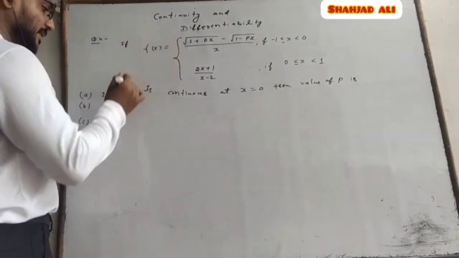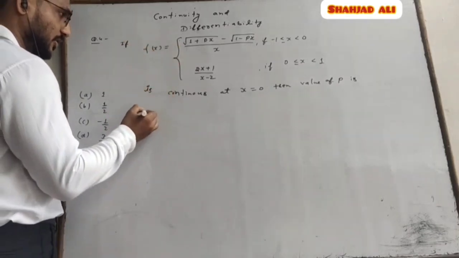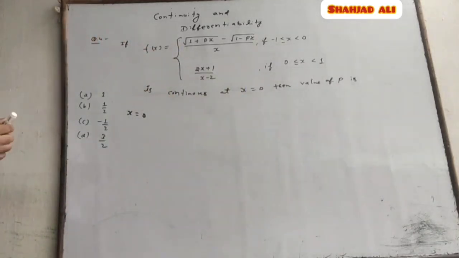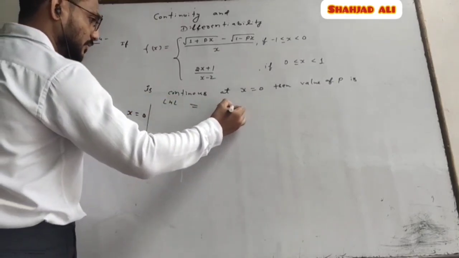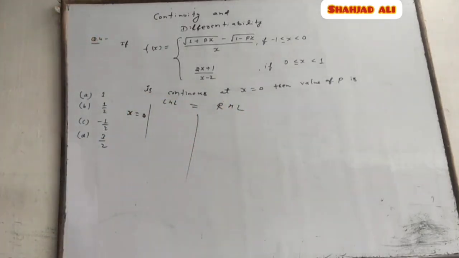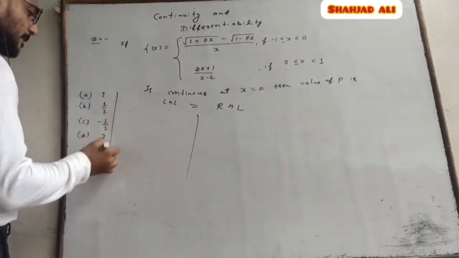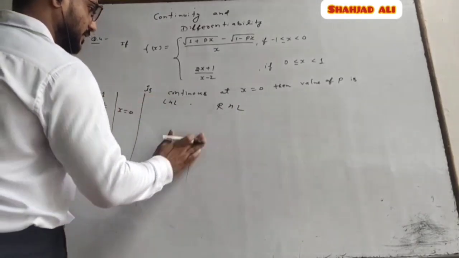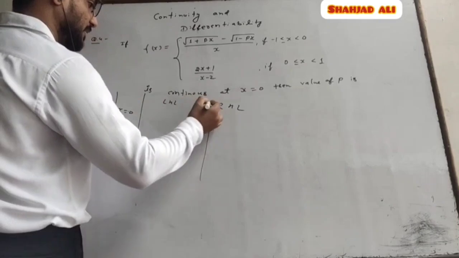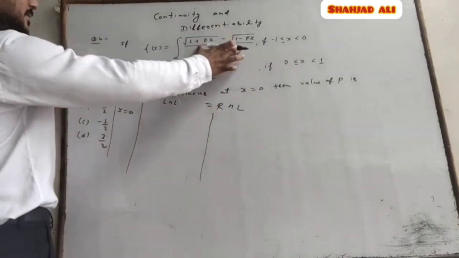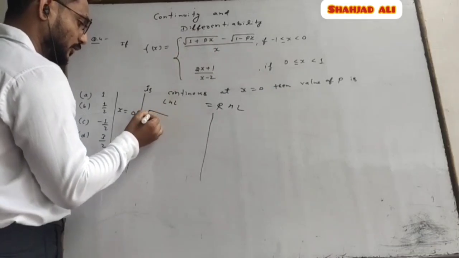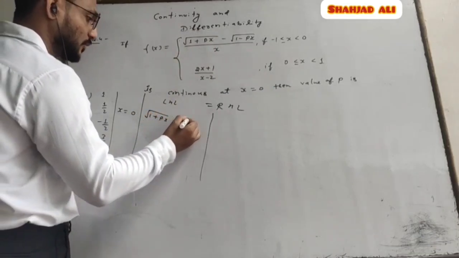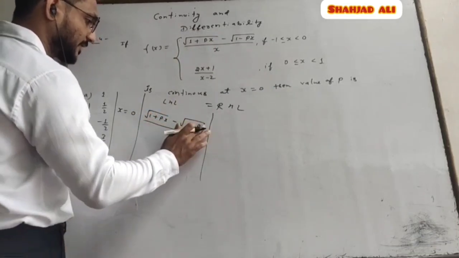Okay, so let's solve it. The same method will be applicable. We will see at x equal to 0, because it is given that the function is continuous at x equal to 0. So at x equal to 0, left hand limit will be equal to right hand limit, right? So let's write it. Left hand limit means x less than 0, in this case root of 1 plus px minus root of 1 minus px upon x, right?